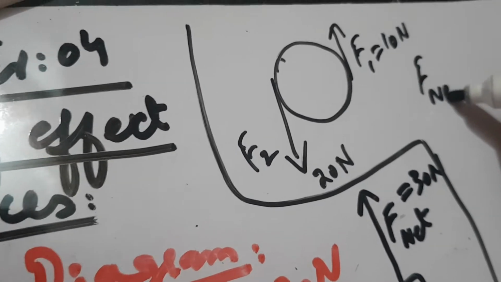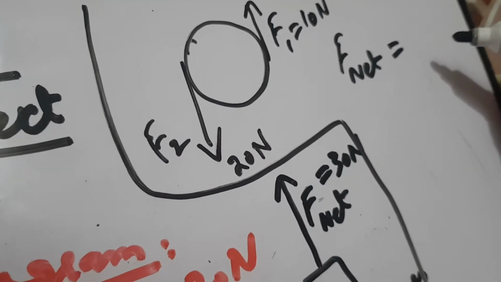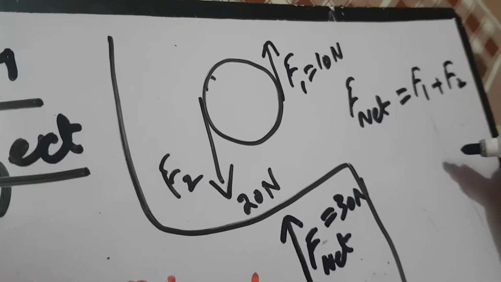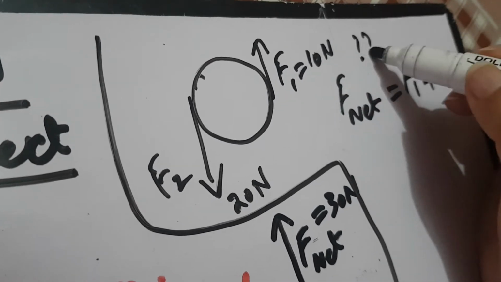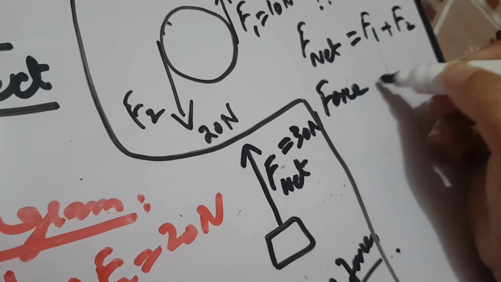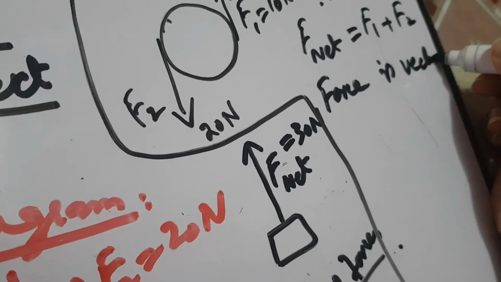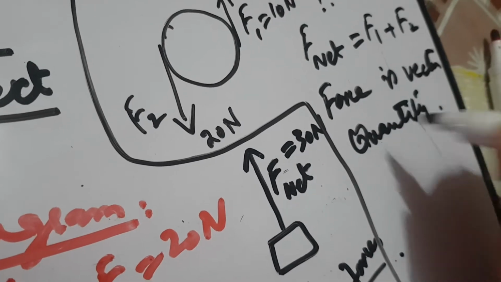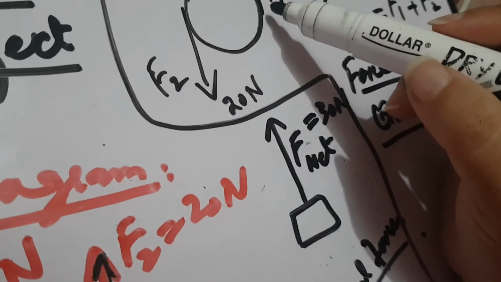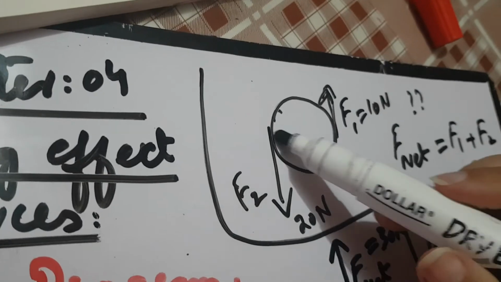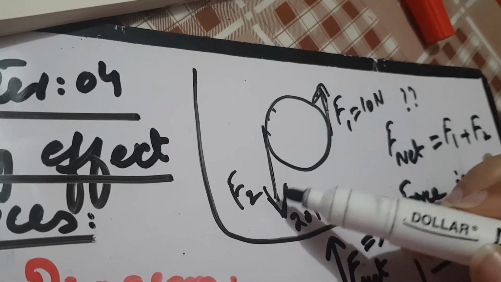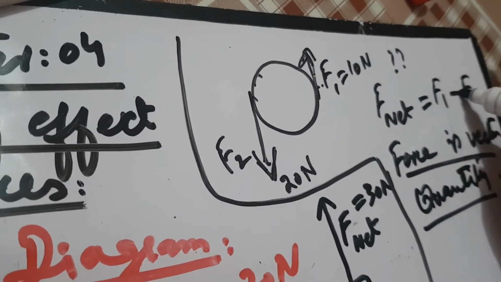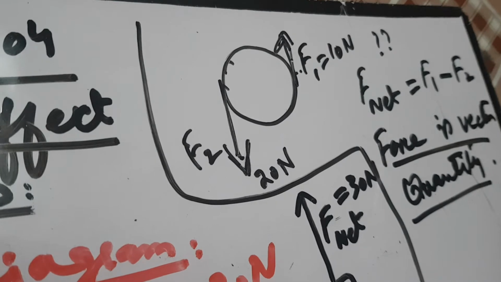Yes, the F net or the resultant force will be the sum of these two forces, that is F1 plus F2. But there is a problem. Why? What's the problem? Force is a vector quantity, so you have to represent force by its direction. If one force is in the upward direction, the other force is in the downward direction. It means that if these are vector quantities and they have different directions, you have to use a negative sign for F2 instead of a positive sign.